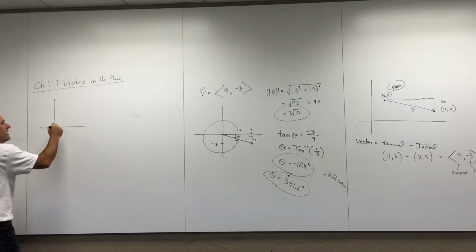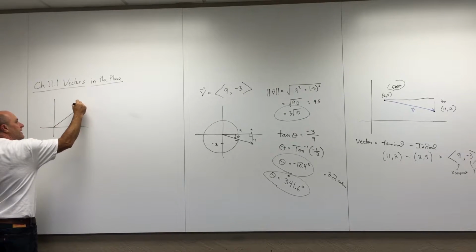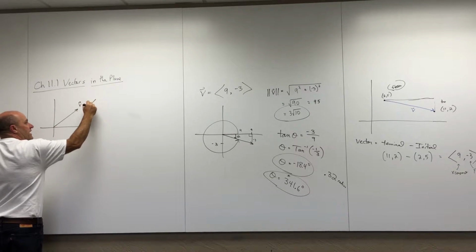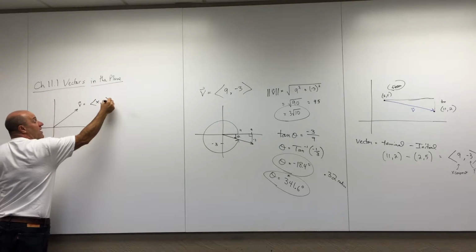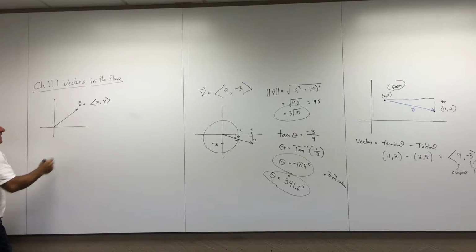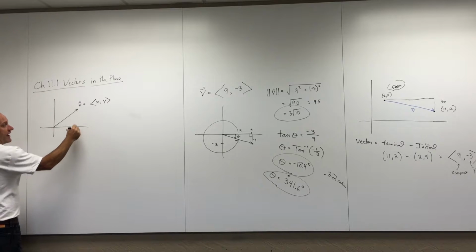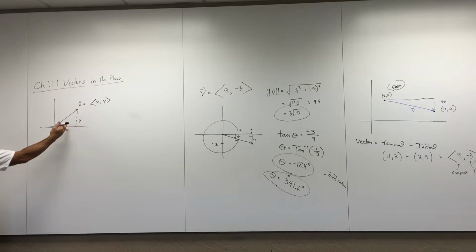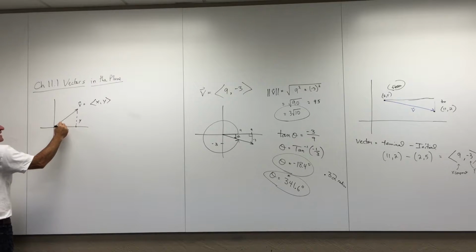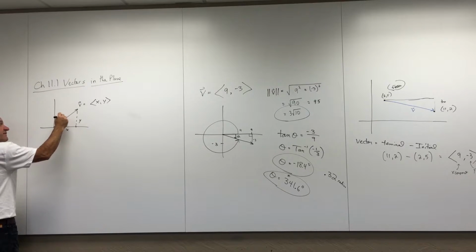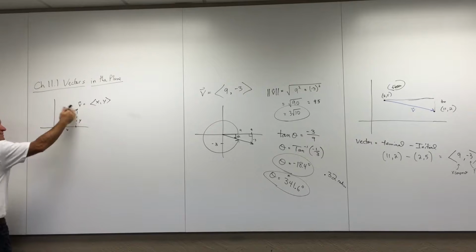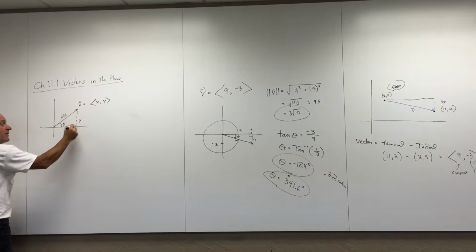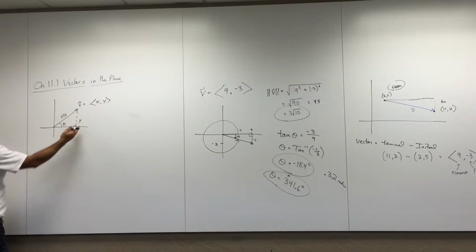If I have a vector v, and it has an x component and a y component, that means it went over x and up y or down y. I just randomly put this in quadrant 1. And then this is the angle theta, and the length of this is the magnitude of v. You see me labeling all this? This is a right angle.